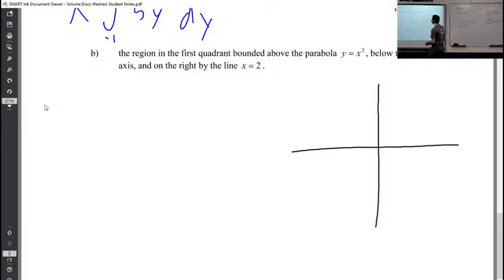So part of what you should have in the first quadrant, so you should be focused in the first quadrant, then we'll spin it around our x-axis. So below by the x-axis, on the right by x equals 2. There's x equals 2. So graph what x squared looks like in the first quadrant, and then spin it around the y-axis, and try and draw out your disk or your washer. And then see if you can figure out what your R is, or if it's a washer, what big R and little r are.